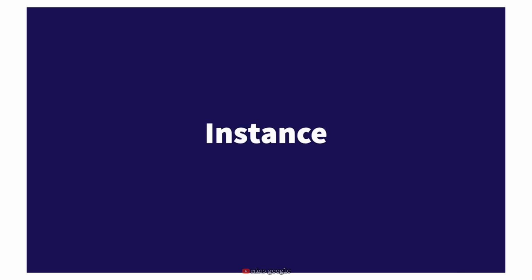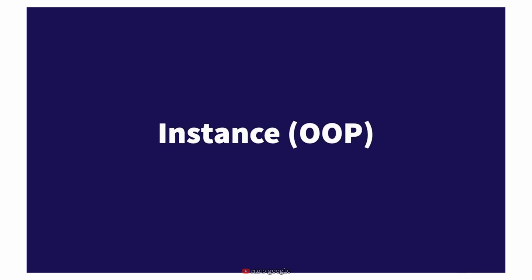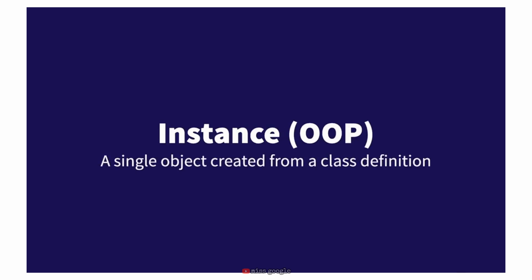Let's begin with the definition for this word instance. In general use, an instance is a single occurrence of something. When we're talking about object-oriented programming, that single occurrence of something is a single object created from a class definition. So we're going to be using this word instance a lot, and you'll hear the terms object and instance used interchangeably. I'm certain that I'm going to do it. But instance is technically the more correct term. So let's see how we create an instance.